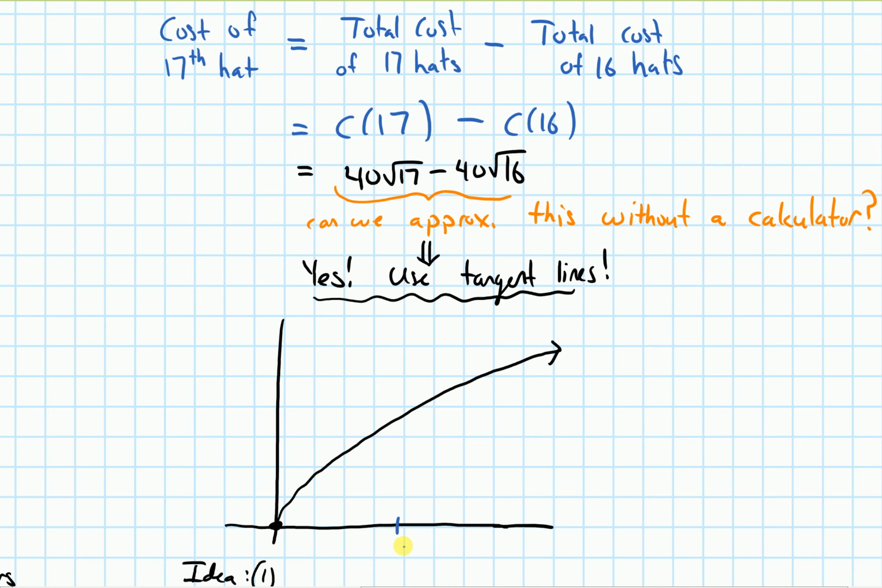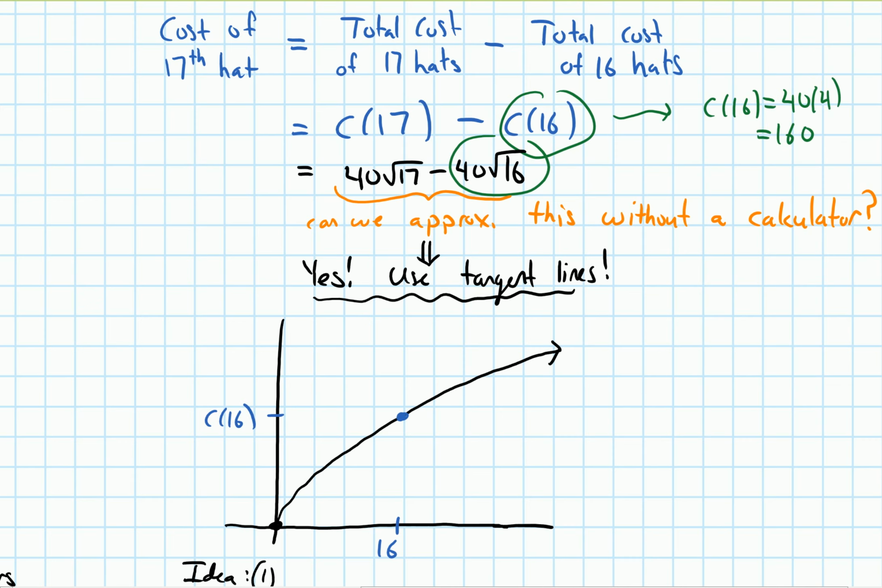Let me label that a bit better. And at that point on the graph, that's somewhere here. So the y value here is c of 16. And c of 16 is something that we know. If we wanted to figure out what c of 16 is, 40 times square root of 16, we could work out what that is. C of 16 is 40 times 4, which is 160. So c of 16 is a nice known value.